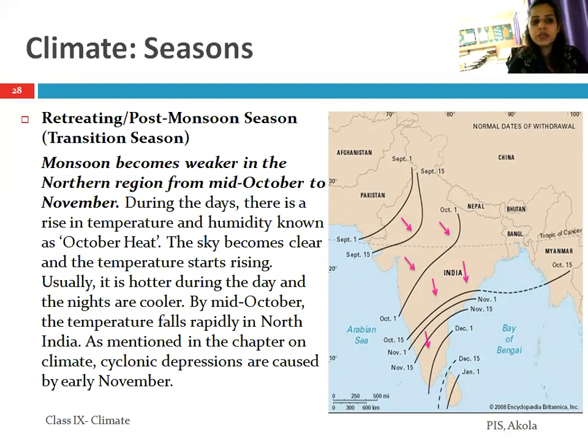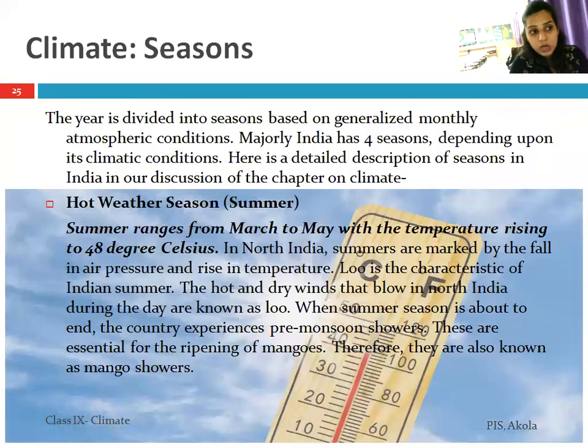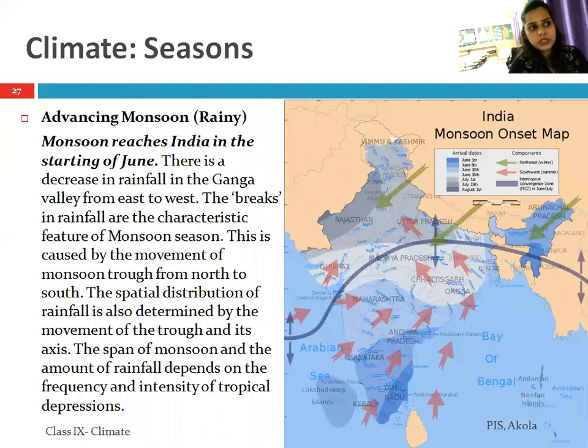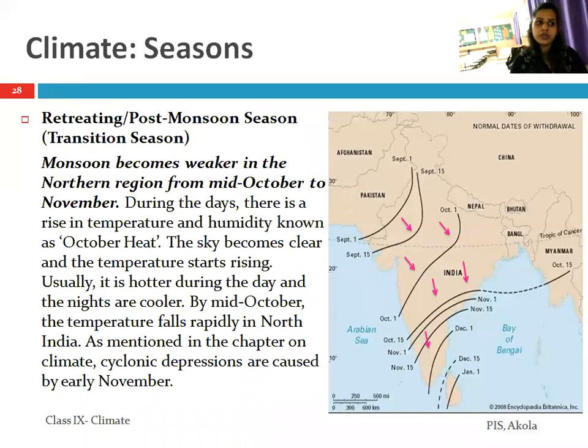Hope this has briefed you all about the seasonal cycle of India, where we have studied the hot weather season, that is summer, the cold weather season, that is winter, advancing monsoon, that is rainy, and the retreating or post-monsoon season, that is the transition season. So these were the 4 seasons mentioned in your chapter called Climate in your geography textbook of class 9.